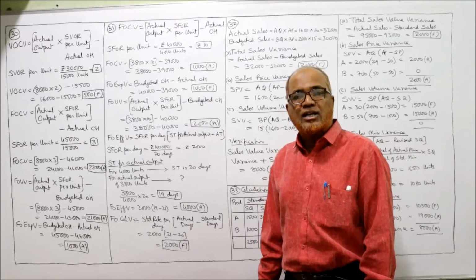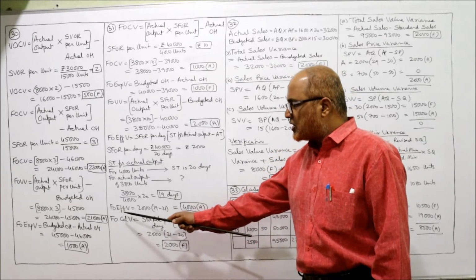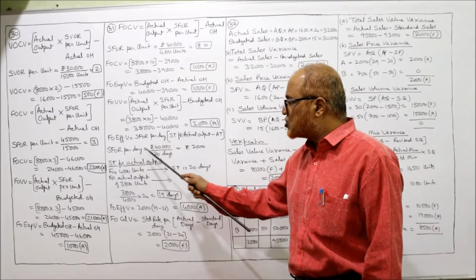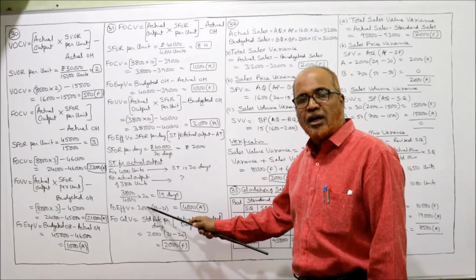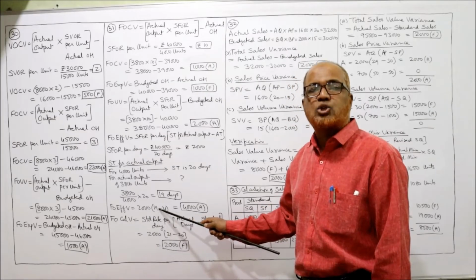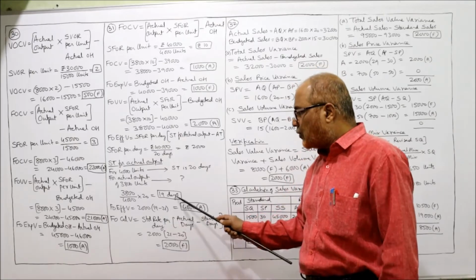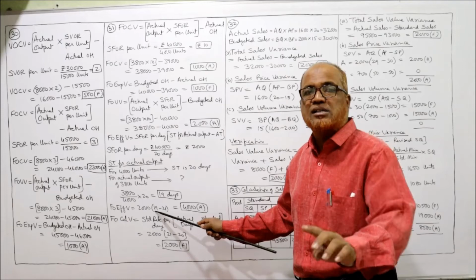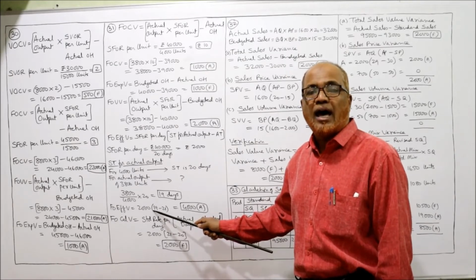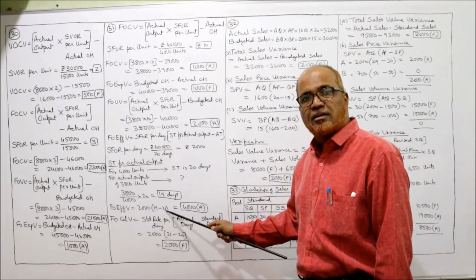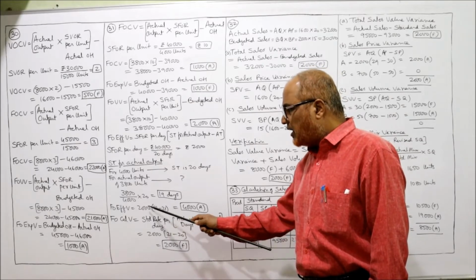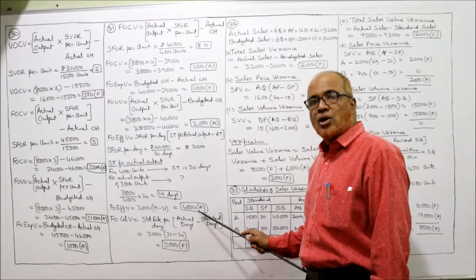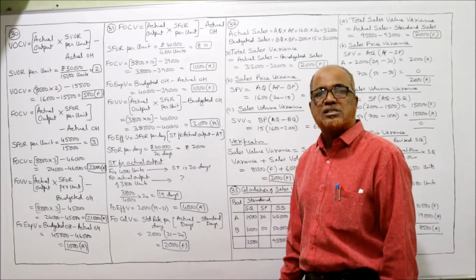Now efficiency variance. How much is the standard fixed overhead rate per day? 2,000. So 2,000 into standard time for actual output, 19 days, and actual time taken is given in the problem, 21 days. So 19 minus 21 into 2,000, you will get a negative figure, adverse, 4,000 adverse. What is this? Fixed overhead efficiency variance.